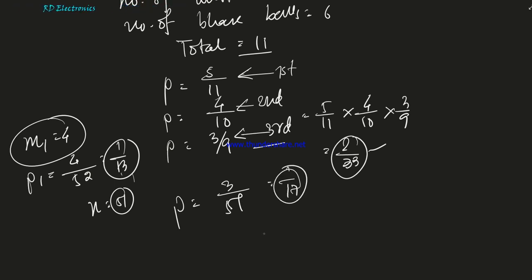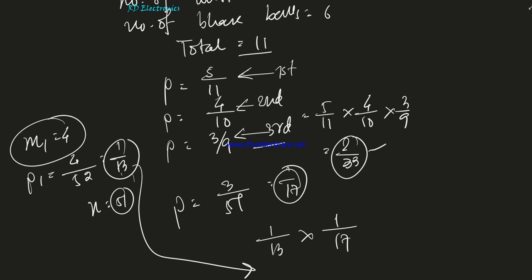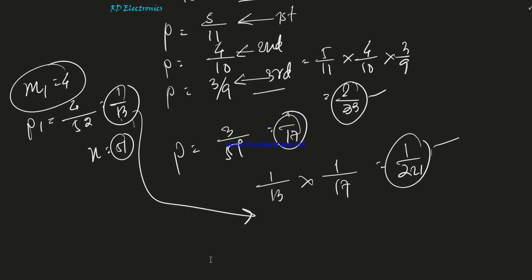So now the total probability: 1 by 13 for the first ace, and for the second ace it is 1 by 17. So the total probability is 1 by 221. Okay. Now after the second card is drawn, the number of cards left is 50. Now for the third card, there are 2 aces remaining, so the probability is 2 by 50, which is equal to 1 by 25.